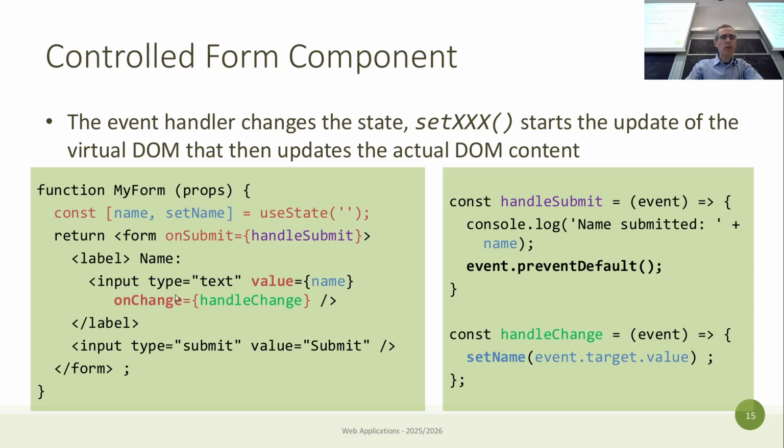Label, input type text. And you see the two attributes that we saw before. Value equal to name, that's the value of the state. onChange, handleChange, that's a function we'll define soon. And then, just to complete the example, input type submit, value submit. So we have a button that we can click just to say we finished filling up the form, we submit the form. That's a traditional way of using forms in web applications.